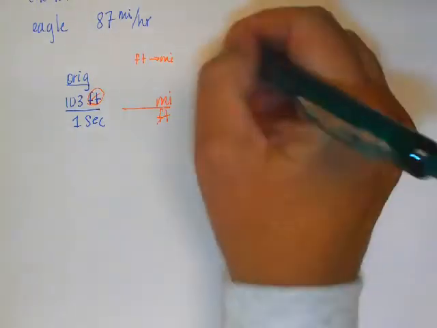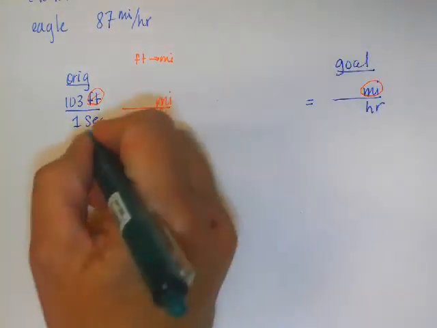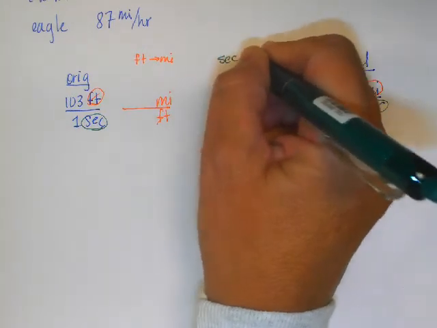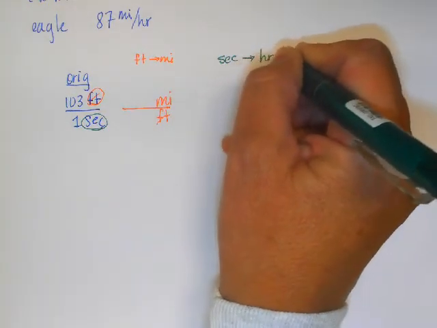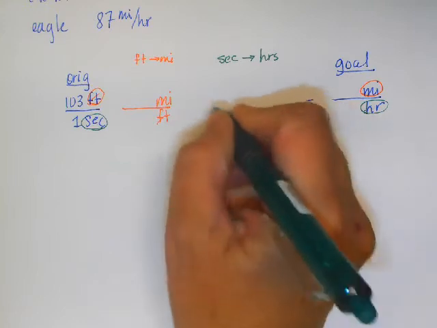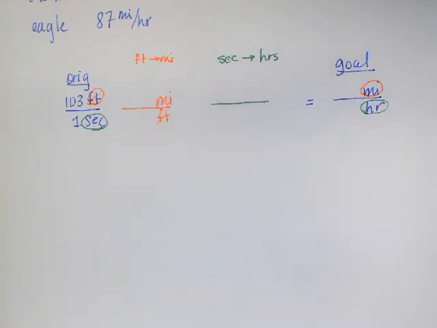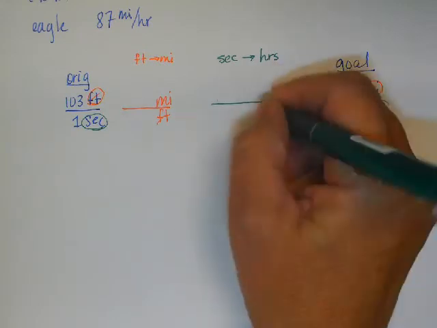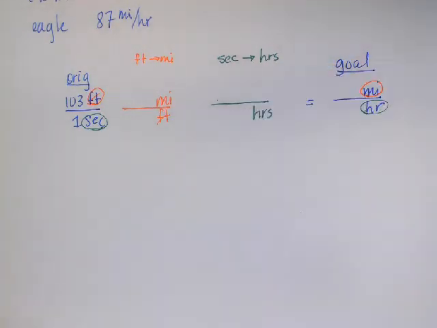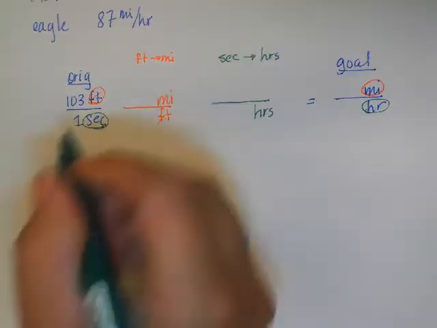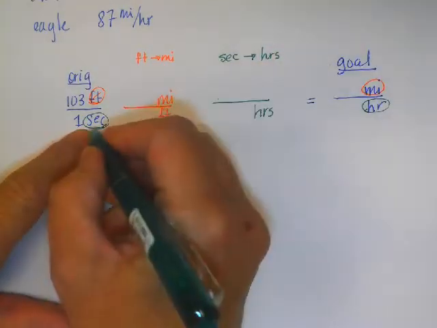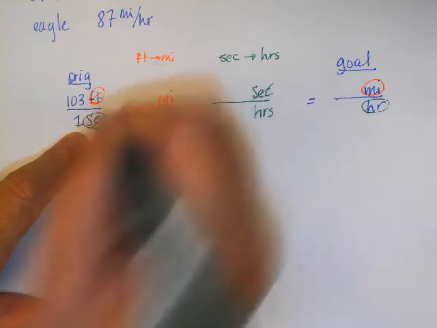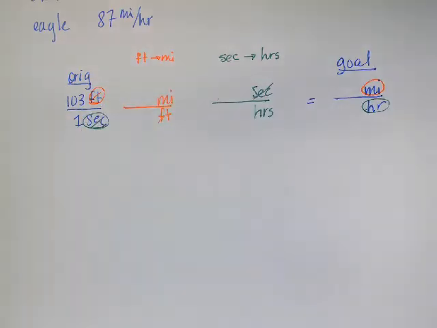Okay? Then the next thing I have is I'm going from seconds to hours. So I'm going to go from seconds, and I'm going to convert that to hours. Okay, the way I figure out what goes on top and what goes on the bottom is I look at my goal. Since hours is on the bottom over here, I'm going to put hours on the bottom in my conversion factor. And seconds is what I'm trying to get rid of, and it's on the bottom. So to cancel it out, I'm going to have seconds on top in order to cancel it out. And then I'll be left with hours.